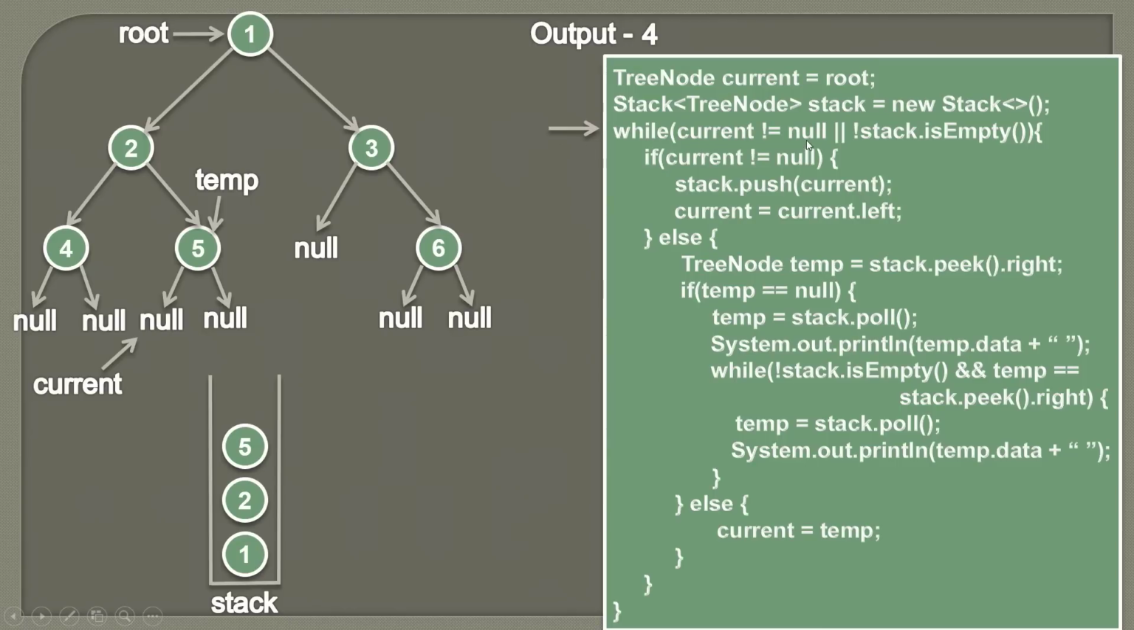So as current is pointing to null, this condition is false, but our second condition is true because the stack is not empty. And here you can see current is equal to null. So this condition also comes out to be false, and we go into the else part. In the first step we are assigning stack peek's right value to temp. So stack peek is node 5, this node, and its right is this value. So we are assigning null to temp.